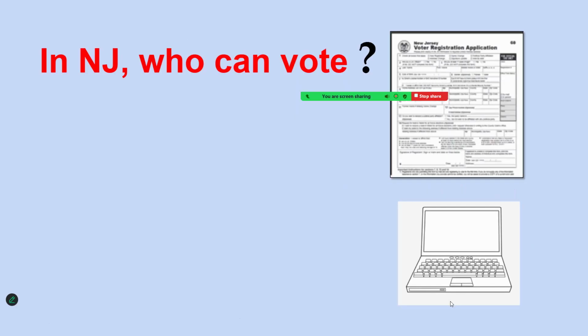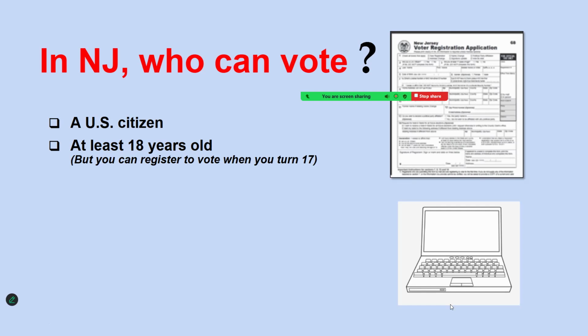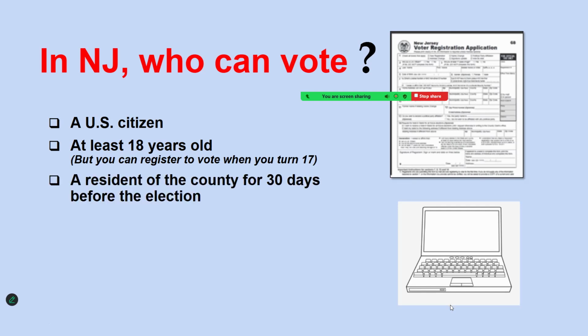In New Jersey, who can vote? You have to be a U.S. citizen. You have to be at least 18 years old, but you can register to vote in New Jersey when you turn 17. You have to be a resident of the county that you're going to be voting in for 30 days before the election. And you cannot be serving a prison sentence for a felony.